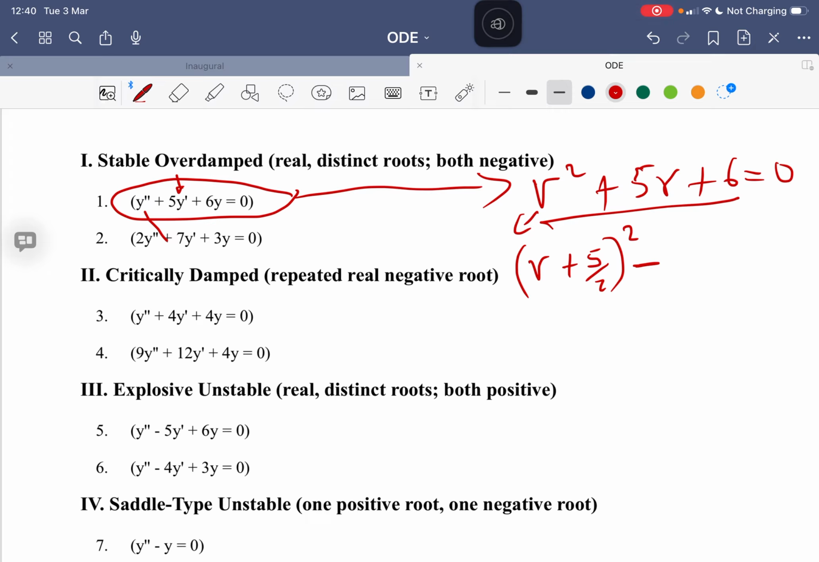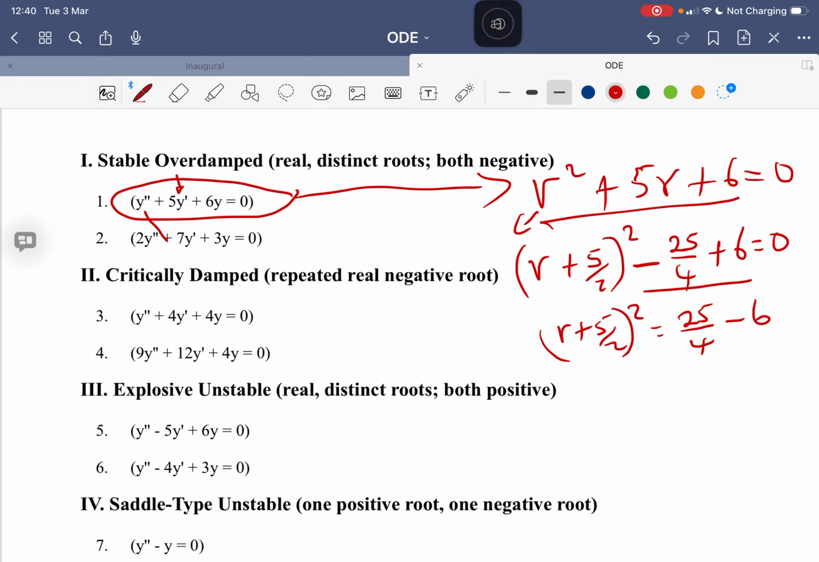So we subtract 25 over 4, plus our 6, equals 0. So this is how we can use completing the square. What remains is just simplifying this. We can now take the absolute term to the right hand side, so we have r plus 5 over 2 squared equals, when we transfer minus 25 over 4 to the right hand side, it becomes positive. And when we transfer our plus 6, it becomes negative because of this equality, right?